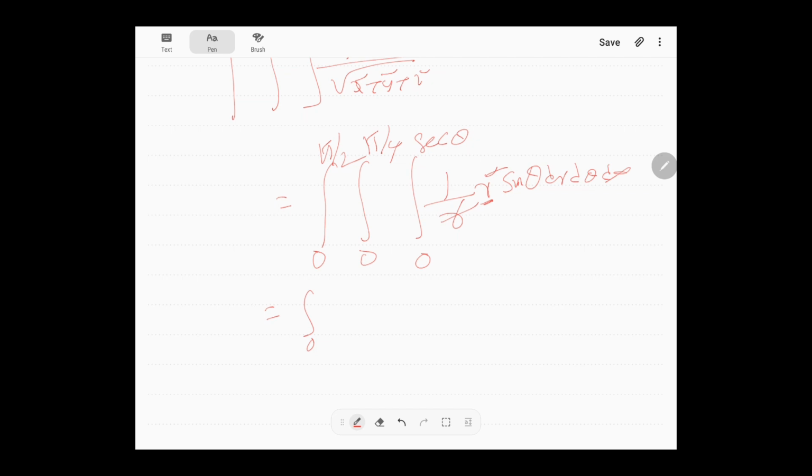Ultimately, I am giving you the answer for it: root 2 minus 1 into pi by 4 is the answer. You work out the remaining part. Okay, so this is for your homework.